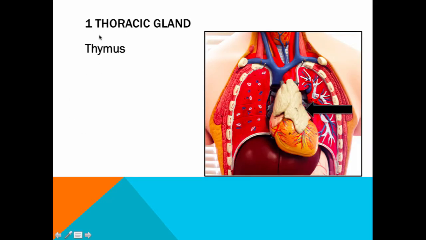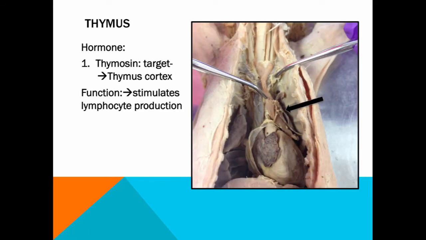Now the gland found in the thoracic region is the thymus, that sits right upon the heart. So it sits upon the heart. So this big gland right here is the thymus. The hormone associated with the thymus is thymosin. Its target tissue would be the thymus cortex.